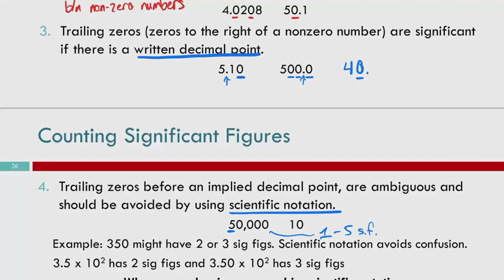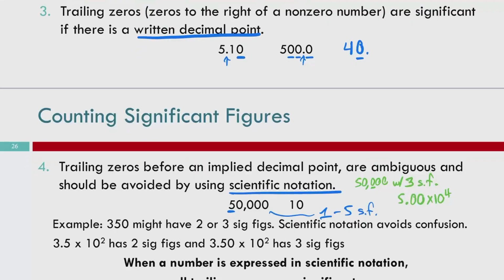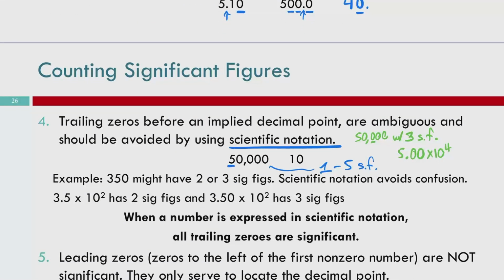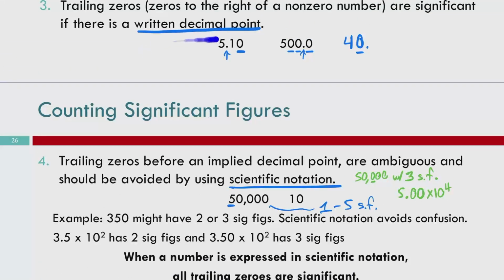In scientific notation, we'll have a written decimal point. So like, let's say that it's 3 significant figures. We would write it as 5.00, so that's our 3 significant figures. They're after a decimal point, and so they are significant. And then we times 10 to the 4, because it's a big number, so it's a positive exponent, and we had moved the decimal over 4 spots. And when a number is written in scientific notation, all of the trailing zeros are significant. This is, again, because of that written decimal point.